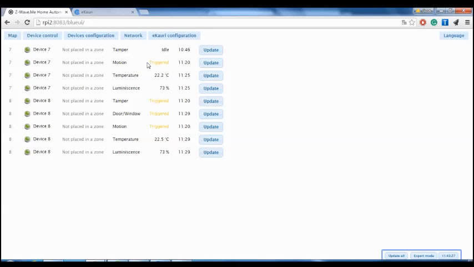Motion shows always triggered from the first moment that there's shown motion in front of the sensor. So after you included the device and you move your hand in front of the sensor, it will get triggered and it won't go back to idle anymore. Temperature speaks for itself, and luminosity is expressed in percentage.